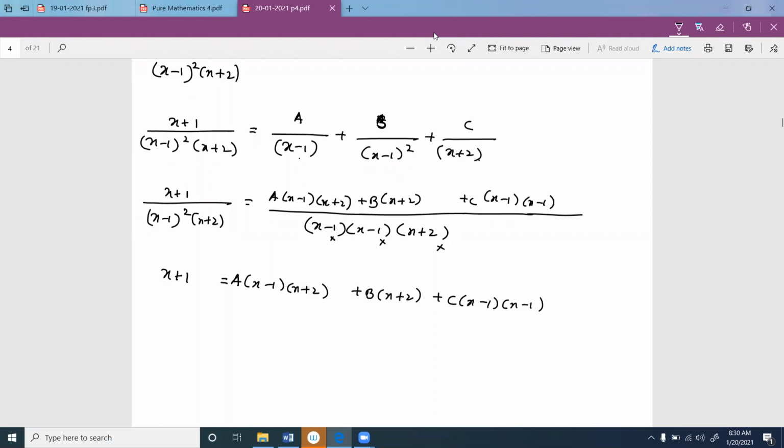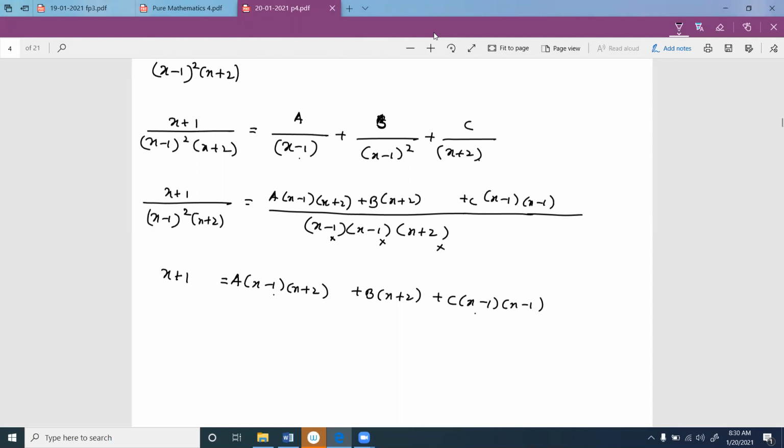Let's go ahead with this. Right? Now, if I want to find A, see whether there is any common term for B and C? No, there is no common term for B and C. If I want to find B, let's see whether there is any common term for both of them. Yes, you have. That is x minus 1, which is common here.